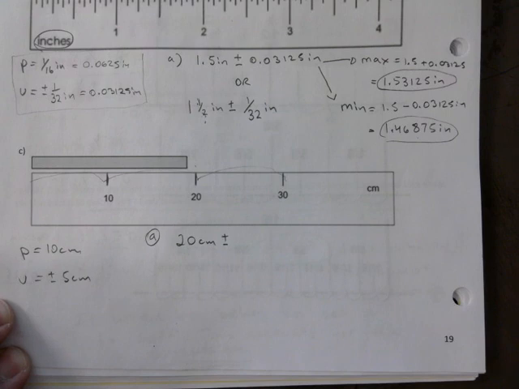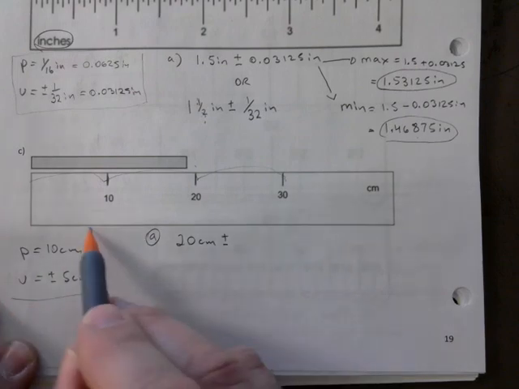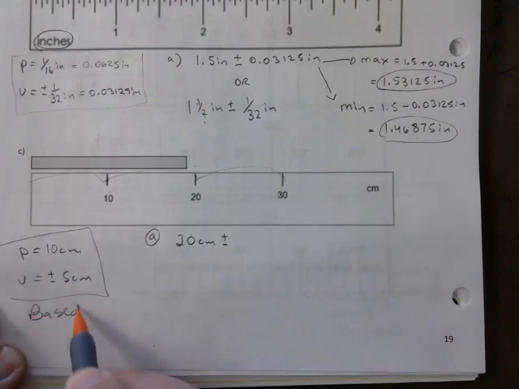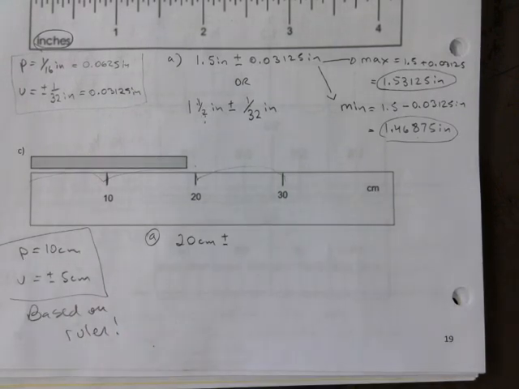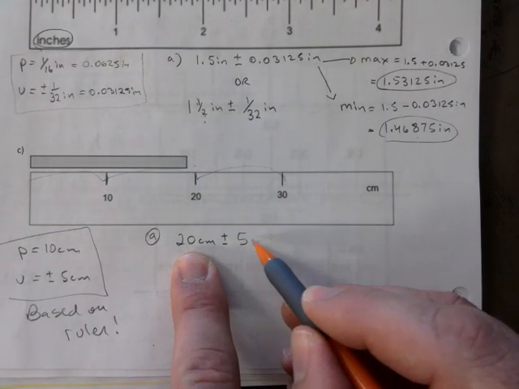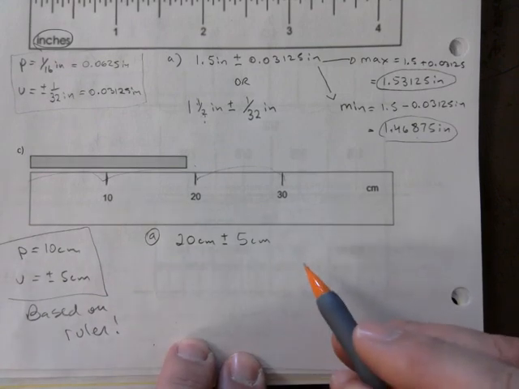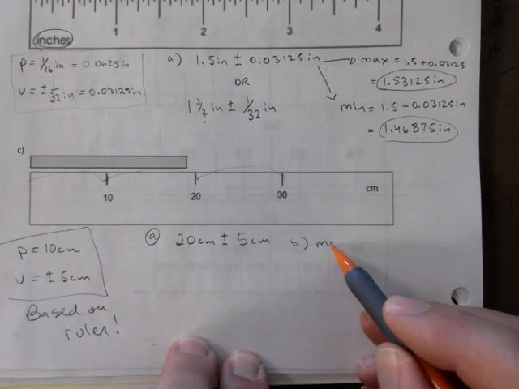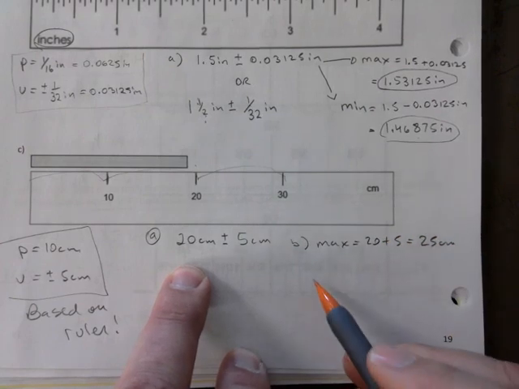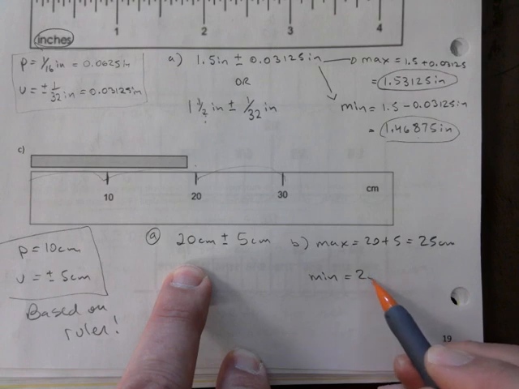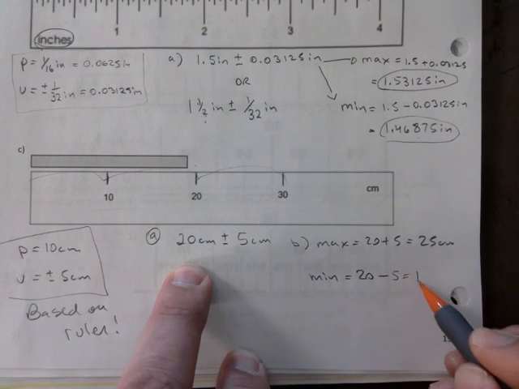See how that goes? We love metric more, right? Obviously, no fractions there. But this is based on the ruler, where, when there's a diagram, you take it out of the diagram. So it's plus or minus 5 centimeters. So to get the max for B, we would just go 20 plus 5, which is 25 centimeters. To get the min, we would just go 20 minus 5, that'd be 15 centimeters.